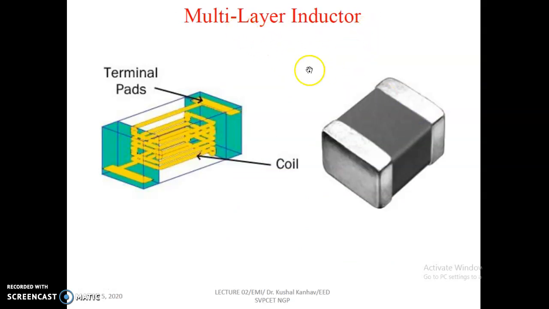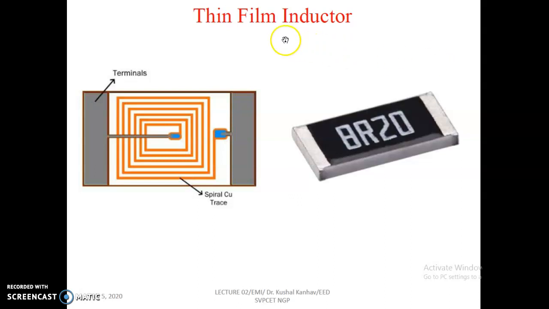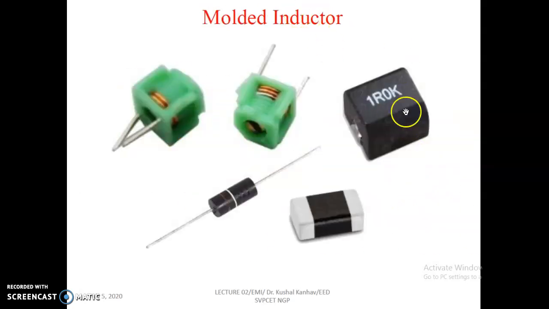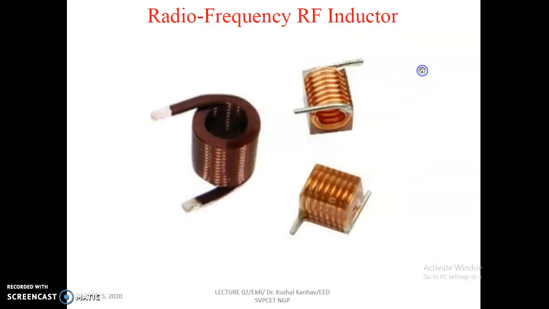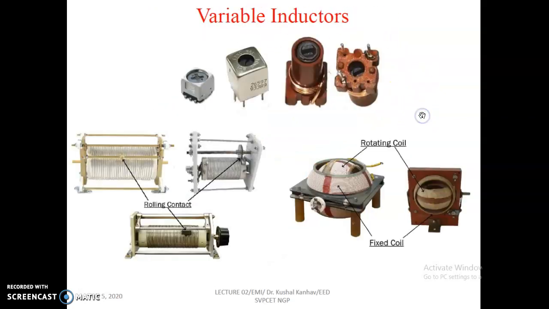This is a multi-layer inductor. These are terminal pads. This is the coil. So you can see this is how multi-layer inductor looks. This is thin film inductor. You can find here a spiral copper trace, and these are the terminals. So you can see that just like a spiral, it is wound. This is molded inductor. This is how it looks like. This is coupled inductor. This is radio frequency inductor, and these are the variable inductors. So you can see that there are some rolling contacts. So based on this, we can change the value of inductance.